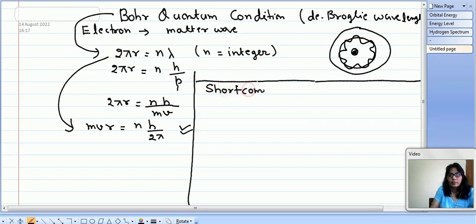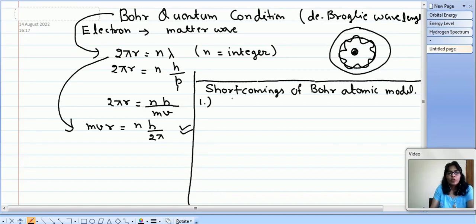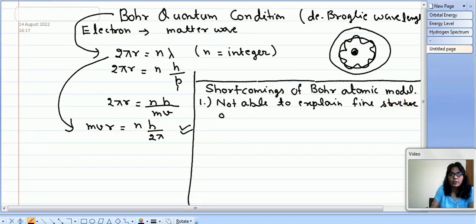Shortcomings of Bohr atomic model. The first point is that it is not able to explain fine structure of spectral lines.